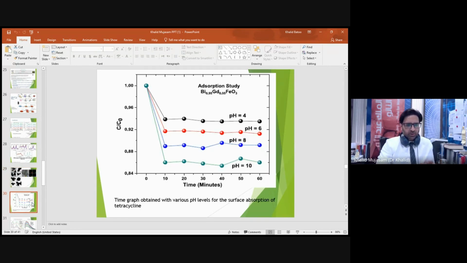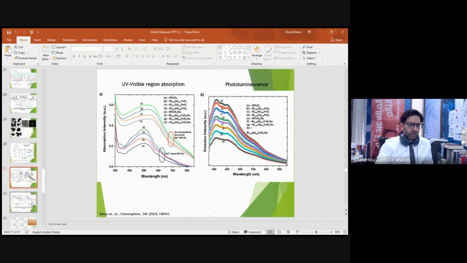We had this absorption study also. We tried to change the pH level of the material. At pH levels of 10 and 4, you can see the factor of absorbance at the time scale of 10. After that, as the time reaches 10 seconds, we had a kind of saturation.